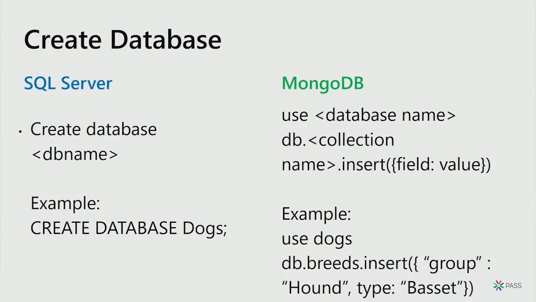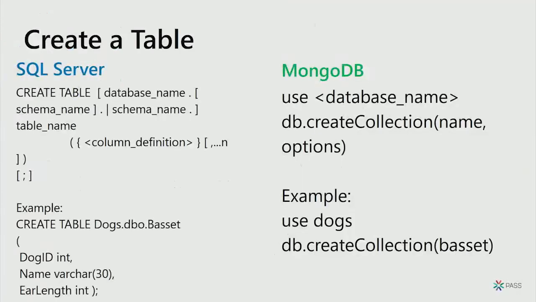So in SQL, it's just create database dogs. Mongo's a little bit different here. Mongo will implicitly create both your database and your table when you insert the first record to it. I can still create it ahead of time, just like I could in SQL. But it's kind of cool that with your first record, you get your database and your collection. So in that example, use dogs tells it it's going to be a dogs database. And then the db.breeds says, create the breeds collection when I insert this record.